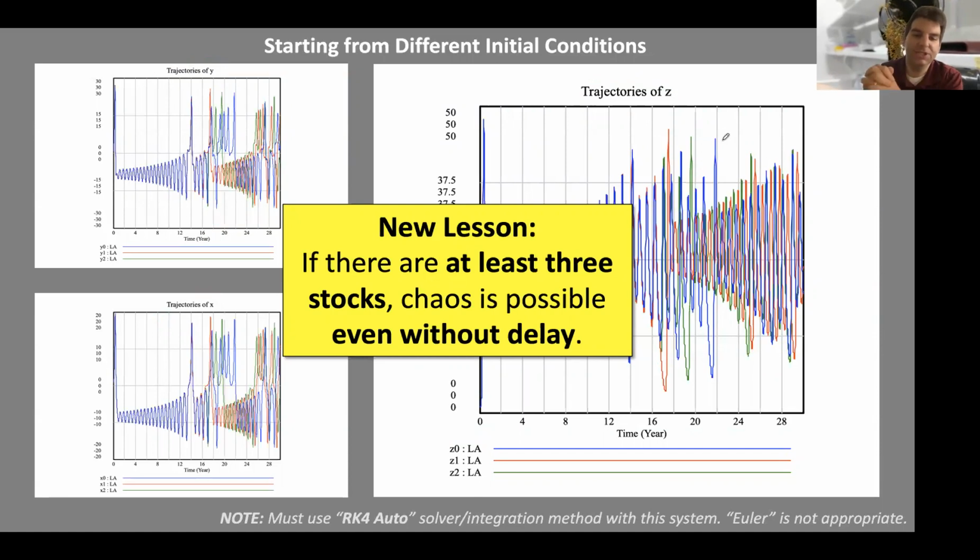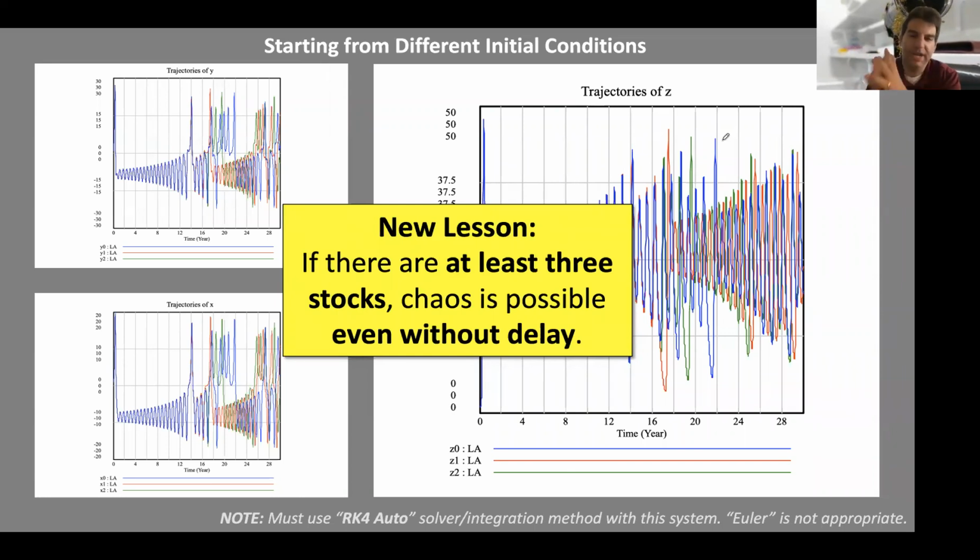Now, mathematically, we can show that if you don't have delay, you need at least 3 stocks to give you chaos. So delay with nonlinear feedback gives you chaos. Or if you don't have delay, 3 stocks can give you chaos. It won't always give you chaos, but once you have 3 stocks, you now are in the realm of possibilities that you might get chaos.